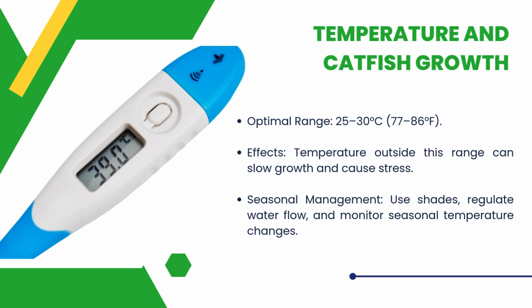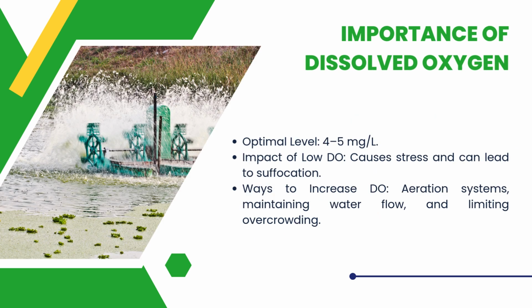For management of temperature, please use shades, regulate your water flow, and monitor your seasonal temperature changes from time to time. The next thing we need to talk about is dissolved oxygen. Dissolved oxygen should be between 4 to 5 mg per liter. Low dissolved oxygen leads to suffocation. To increase it, have an aeration system, maintain good water flow, and limit overcrowding of your fish in the pond.